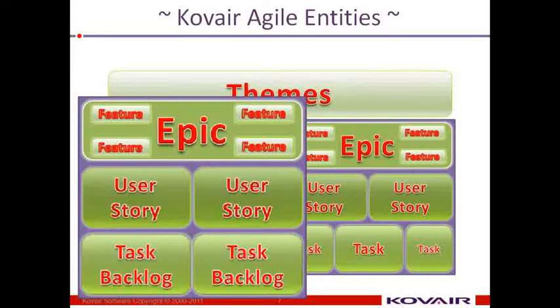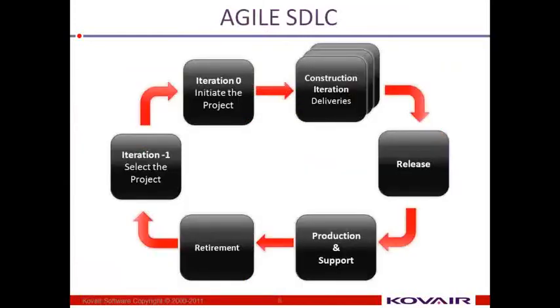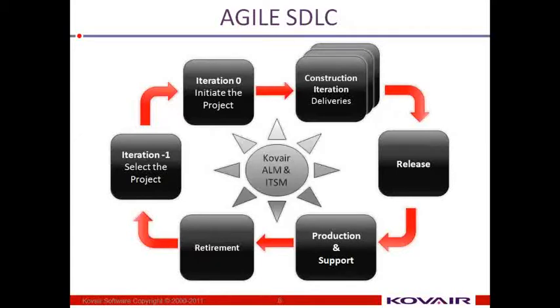The reason for that is because given the short period of time, we want to concentrate on certain features within Kovair. So if you look at the typical Agile SDLC model, you will select a project, you will initiate a project, you will have levels of iterations of a construction, you release a project, there will be a production cycle, and then retirement. Kovair ALM and ITSM combined to manage all of these phases of the Agile ALM. Now we will only be demonstrating Kovair ALM, but if you wish to see the ITSM component, that being the IT services management, we can arrange a separate demonstration.